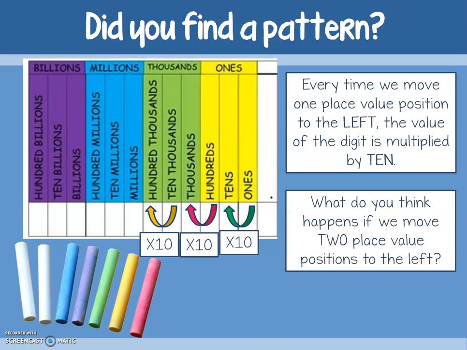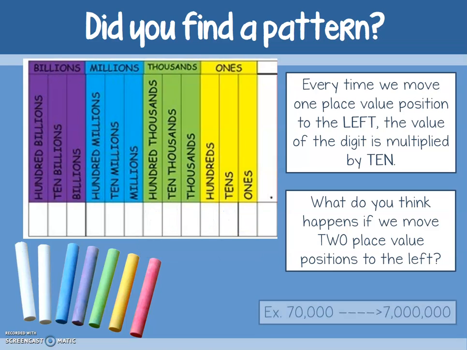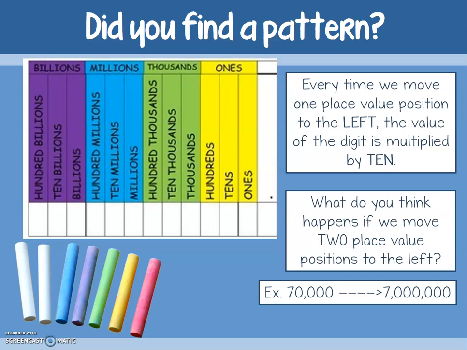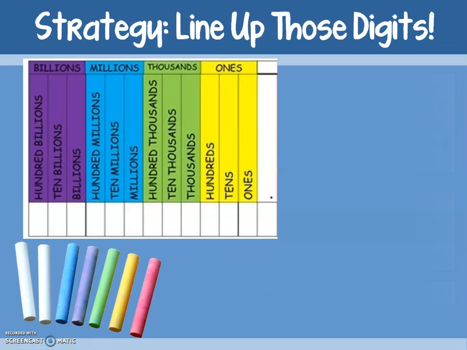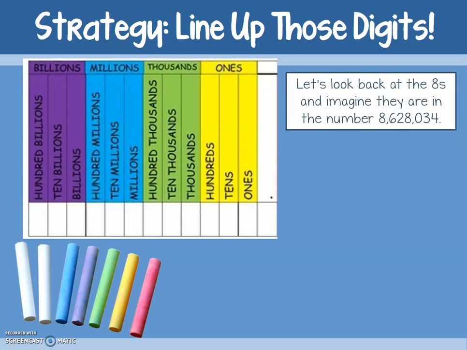So what do you think might happen if we move 2 places to the left? This time, let's take a look at 70,000 becoming 7 million. Now we're shifting not just one, but two places. This time we're multiplying by 100 because we would multiply by 10 to get from 10,000s to 100,000s, and then by 10 again to get from 100,000s to millions. So we can use a strategy to help us solve questions that ask us to compare digits.